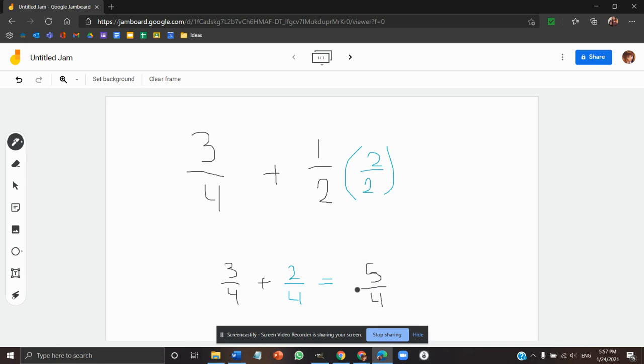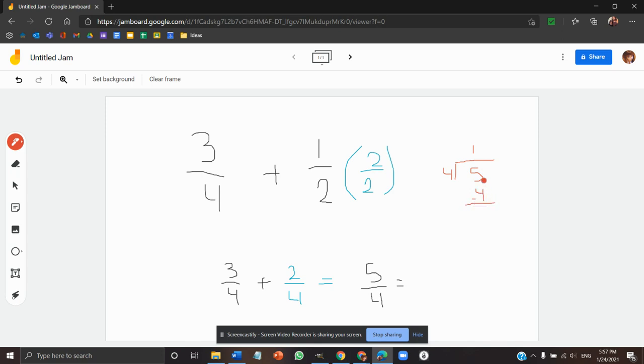Now I do still have a problem here. My numerator is bigger than my denominator, so I have to change this to a mixed fraction. How do I change this to a mixed fraction? Well, I have to divide, right? I'm going to do this in another color just so you see that it is something different, because I don't have too much space here. My denominator is going to go outside. My numerator is going to be inside. And I'm going to see how many times 4 fits in 5. One time.